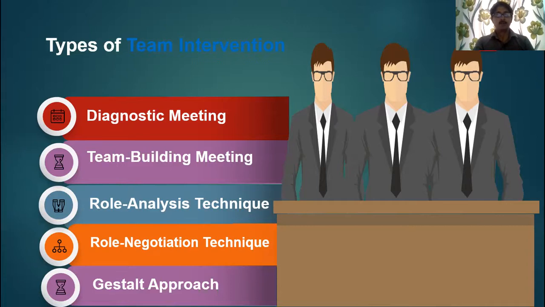Next one, team building meeting. This is a type of meeting which is usually performed to build up a team. Next one is the role analysis technique. What is the role? Basically, it's a perception about the others.